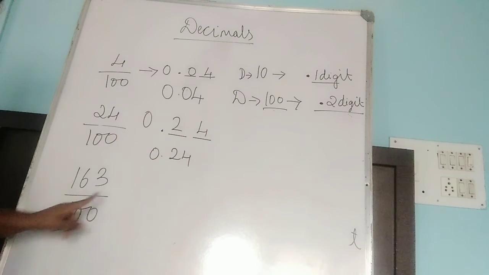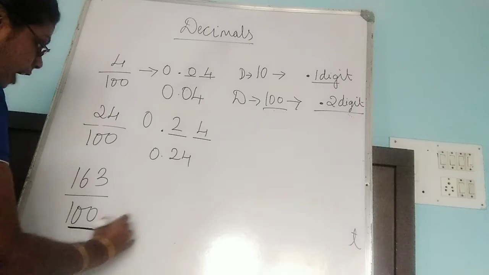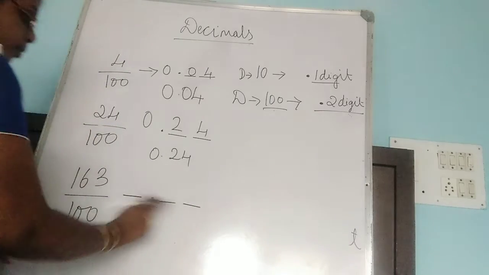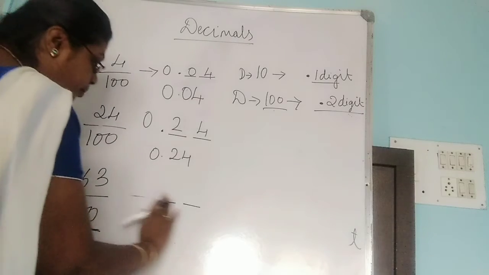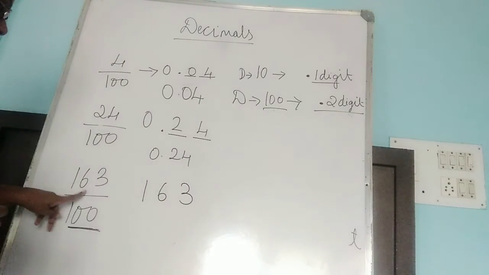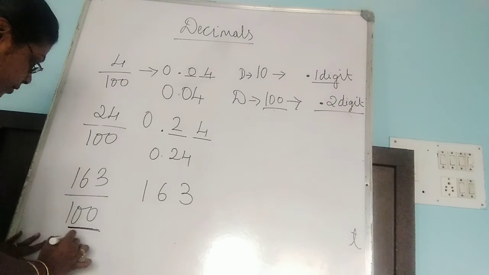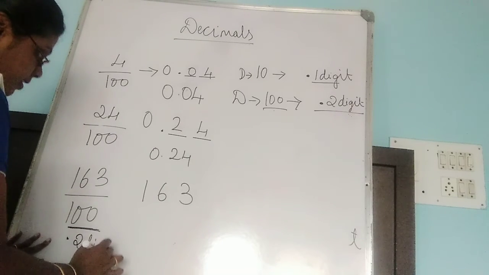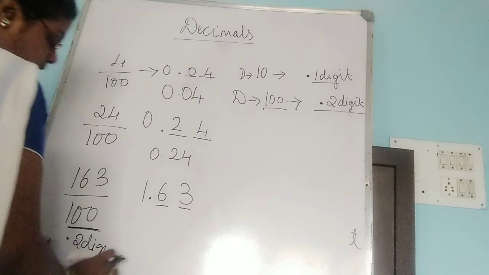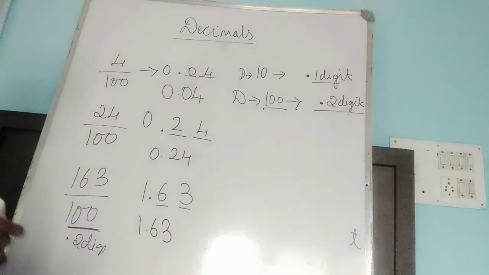Next, 163 by 100. Since the denominator is 100, after the point you should have two digits. So let me write 163, just copy it as it is. Then after the point there must be two digits: one digit, two digits. Based on this you can write the answer, which is 1.63.